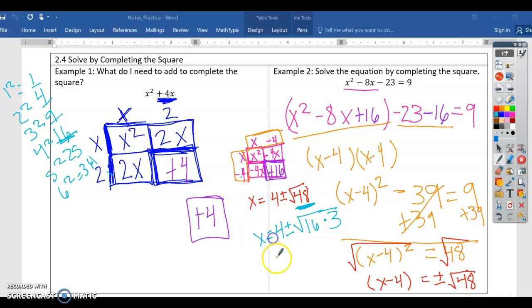Now we're going to simplify it more. When you take the square root of 16, that's 4. Since you can't take the square root of 3, it just stays as square root 3. So my final answer is x equals 4 plus or minus 4 times the square root of 3. Hopefully completing the square got a little bit easier, and simplifying radicals is not new, but hopefully that was clear. If not, let me know, and I can always do more examples for you.